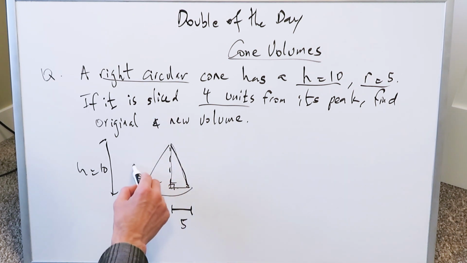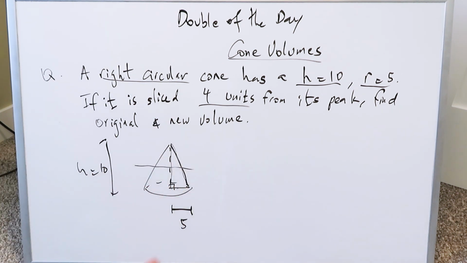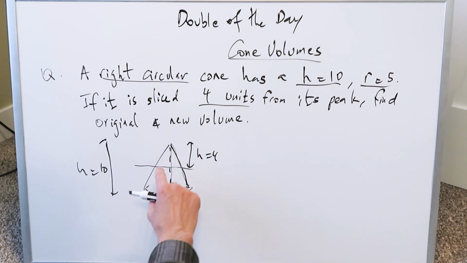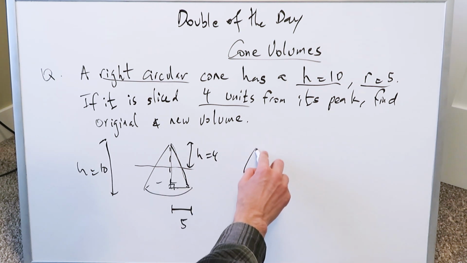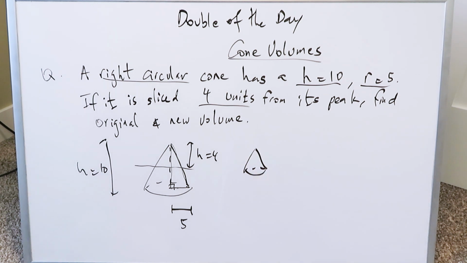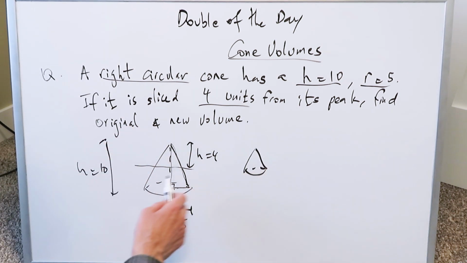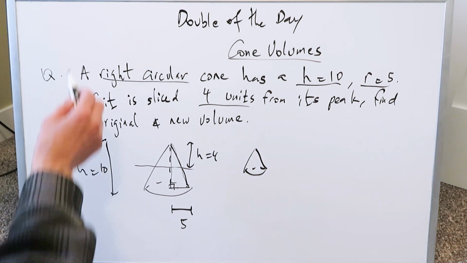But then we're saying it is sliced. You slice it here 4 units from the top, and you pluck out this new cone, and you know it's going to be shorter because the rest has been left away. We're only looking at the top part which remains from the peak 4 units down. What is the volume over here? And let's figure it out.